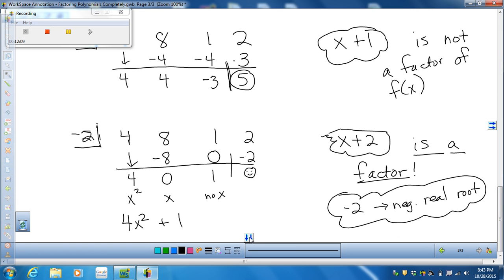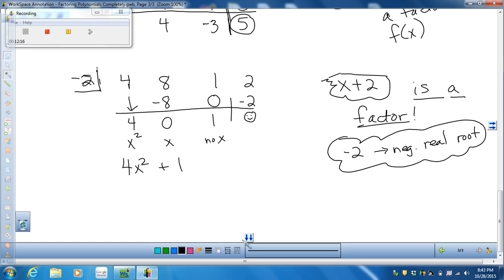So you can keep trying all of those real rational roots if you want to, the possible ones. Only the positive ones though, because we already found our negative one, so we can't have any more negatives. So you can keep trying the positives, or you can look at this and see if there's a way to solve it.